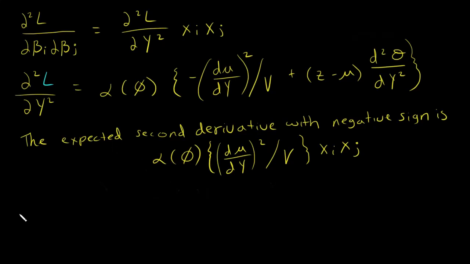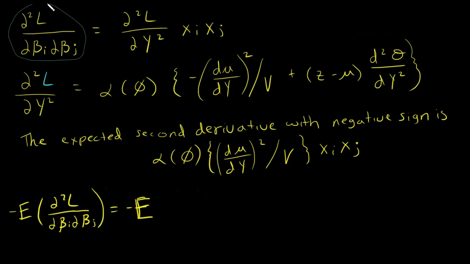Okay? So negative expected value of the second derivative of the likelihood with regards to your parameters. Again, Fisher information, an element of the Fisher information matrix. So go ahead and just plug this in, right? We have up top there, okay, we have what this is equal to, this stuff right here. So go ahead and just plug that in. Let's see what we have.